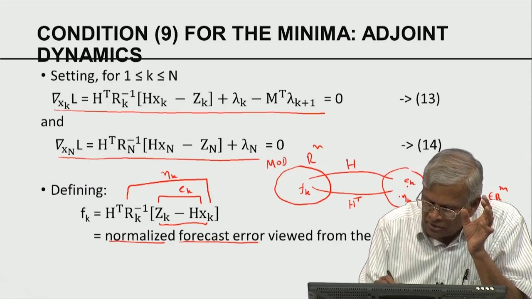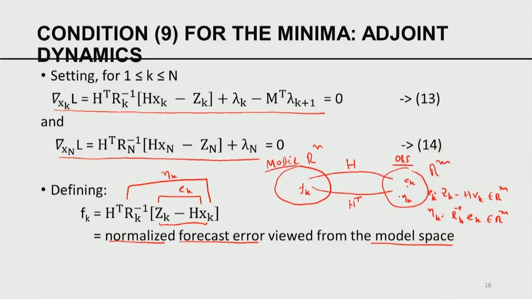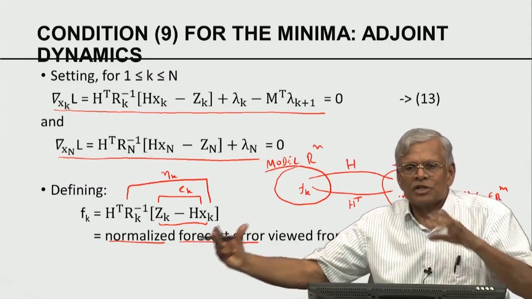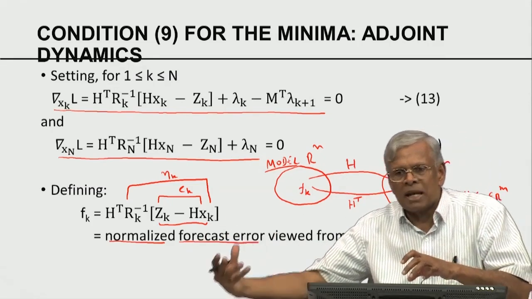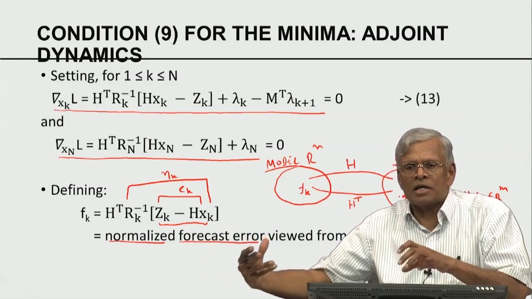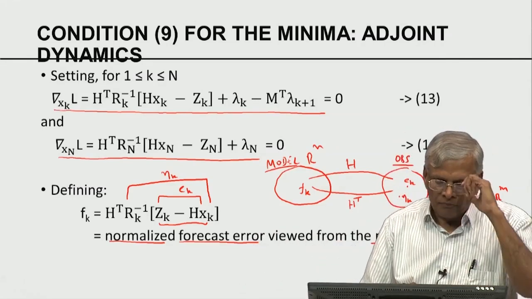So this is the model space. This is the observation space. The data assimilation computations are done in the model space. Model space is Rn. Therefore, when I have a quantity which is not in this space, I have to bring the corresponding version of that quantity from observation space to the model space. So that is what f of k is all about.